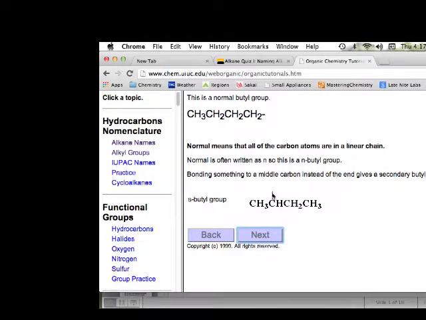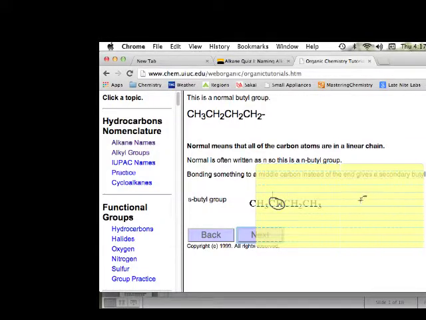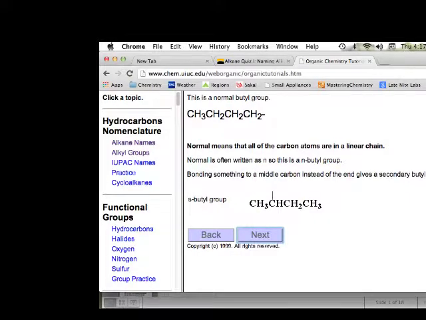But the point of attachment on this butyl group is not at the end. It's on the second carbon. You can think that's what sec means, but it really has to do with the fact that this carbon right here is a secondary carbon. Carbons at the end, with 3 hydrogens, are primary carbons. Carbons with 2 or 3 hydrogens are primary. These are primary.